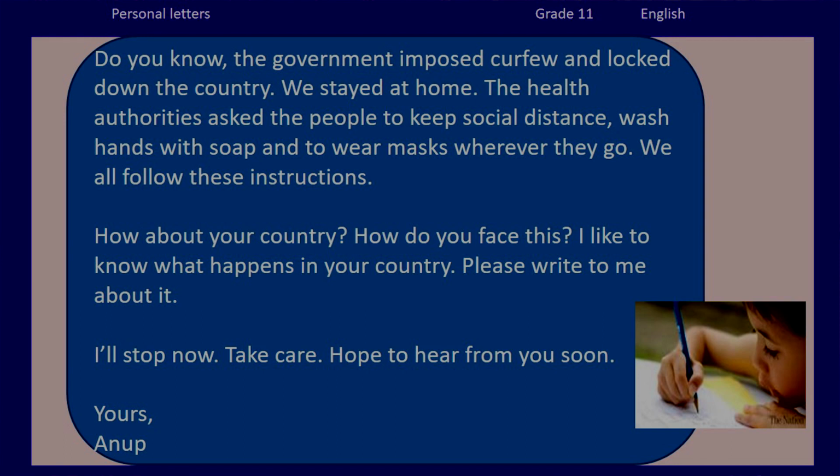Continue with that. Do you know the government imposed curfew and locked down the country? We stayed at home. The health authorities asked the people to keep social distance, wash hands with soap, and to wear masks wherever they go. We all follow these instructions. Then you ask what your friend is doing there in Japan. How about your country? How do you face this? I like to know what happens in your country. Please write to me about it.